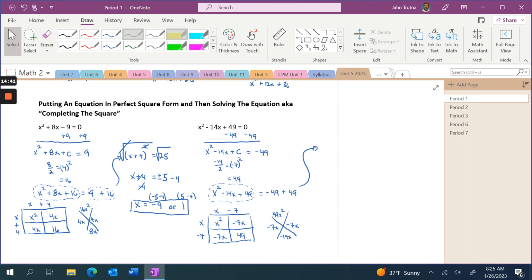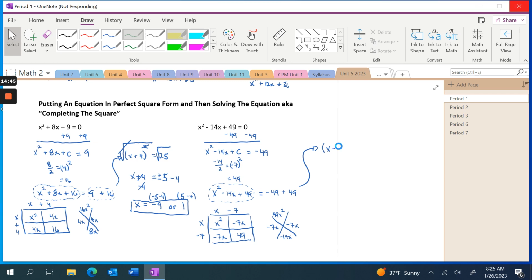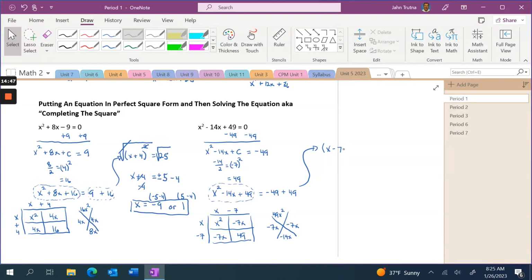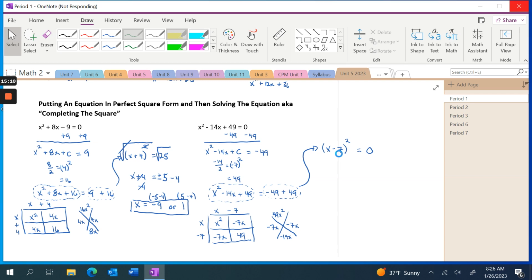which is x squared minus 14x plus 49, becomes x minus 7 in parentheses to the second power is equal to 0. Now, once again, the way I got 0 was I added negative 49 plus 49 is 0. Okay, and I got the x minus 7 in parentheses to the second power by factoring the trinomial x squared minus 14x plus 49. Now I'm going to solve this equation over here.